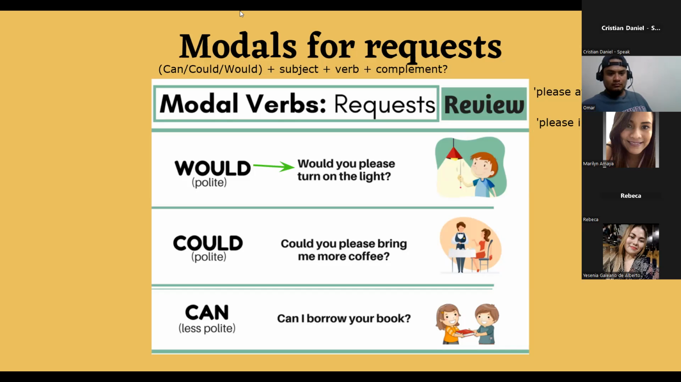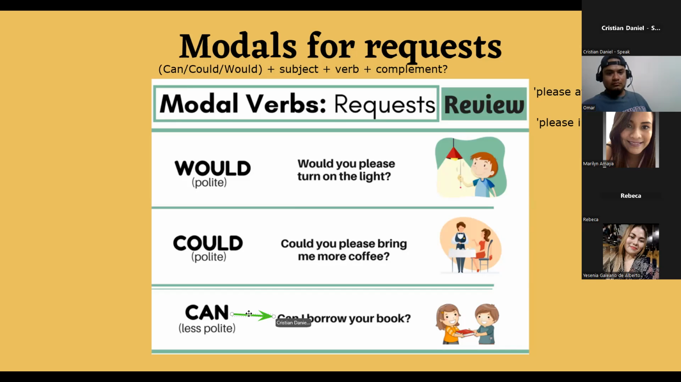Then we have could. Yesenia, help me with the next example. The use of could. Could you please bring me more coffee? Okay, very good. Let's see. No, Rebecca, I'm sorry. Help me with example number 3. When we use can. Can I borrow your book? Nice. Okay, those are great examples.